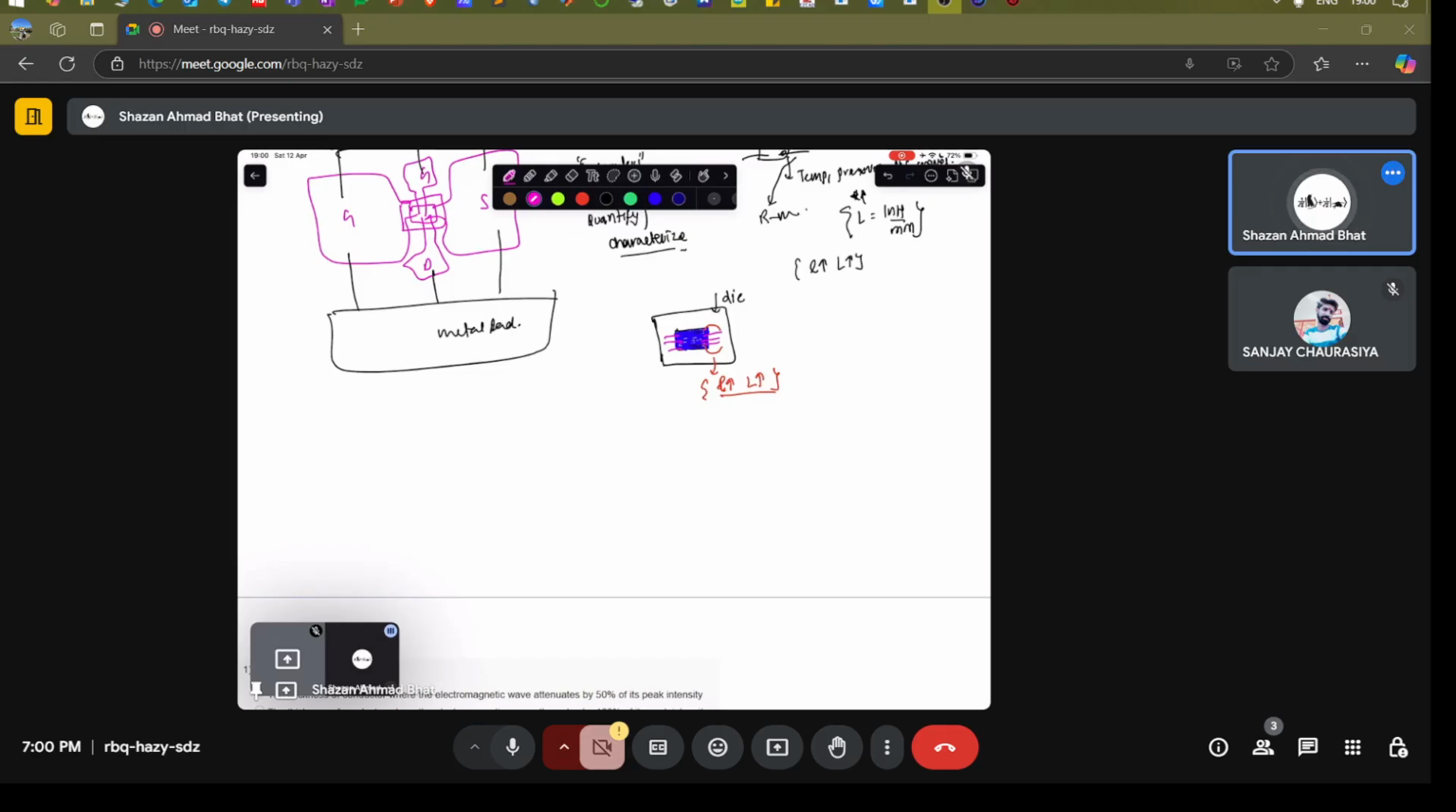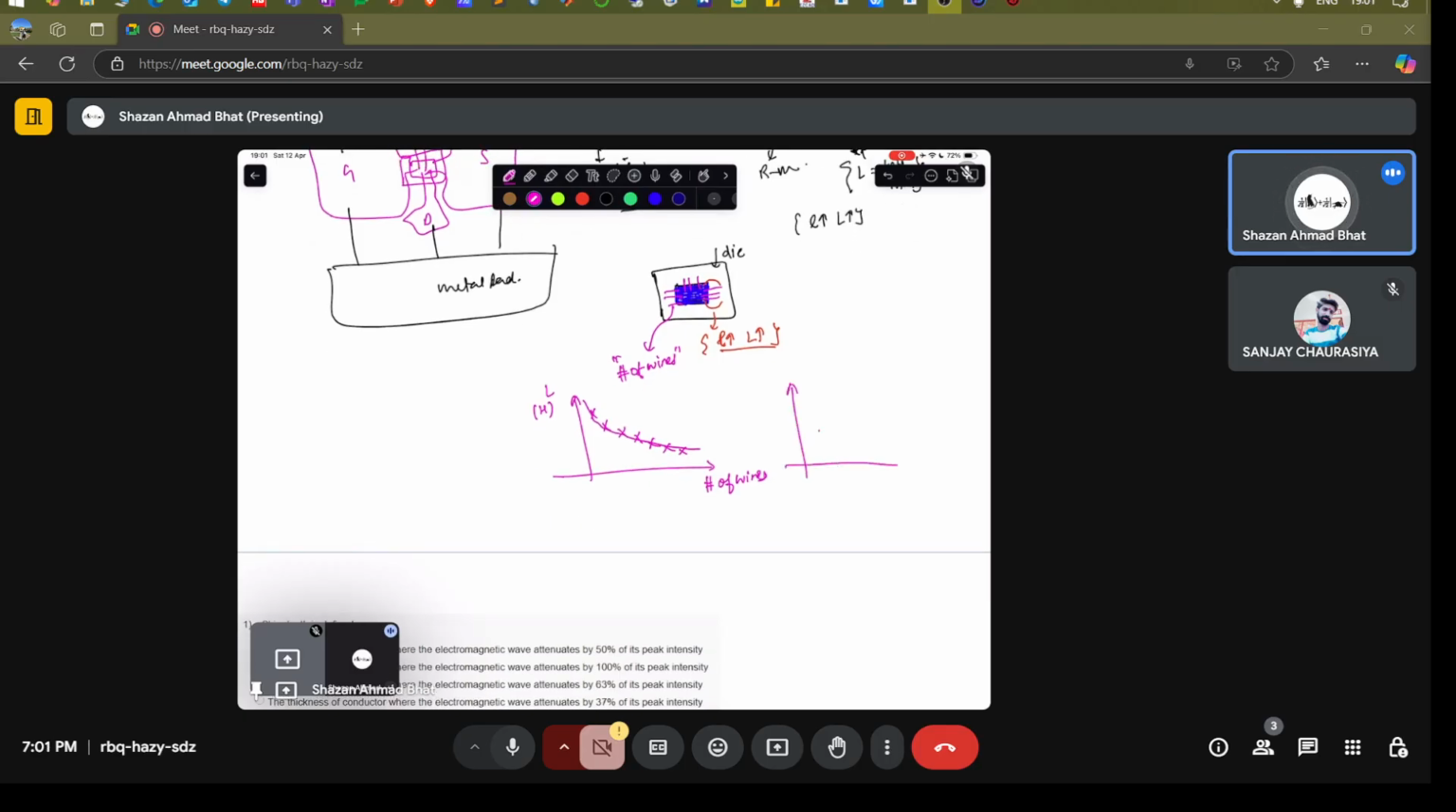Okay, so the number of wires also plays a key role. How many wires you use for the wire bonding? Typically, if you see the inductance, what happens to the inductance as you go on increasing the number of wires? The inductance typically drops. Okay, but what happens to the capacitance? The capacitance increases.